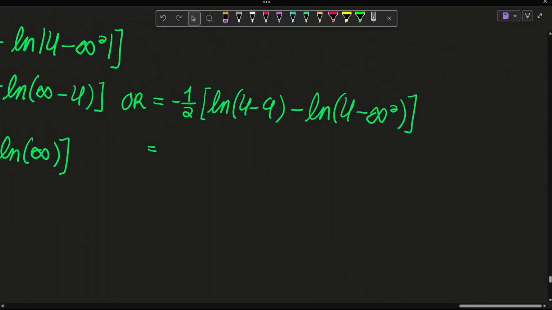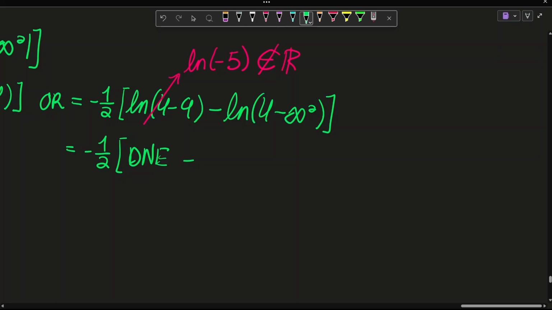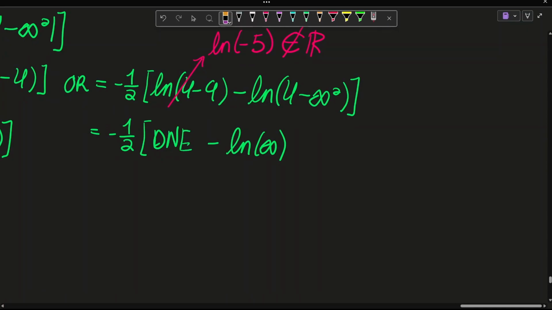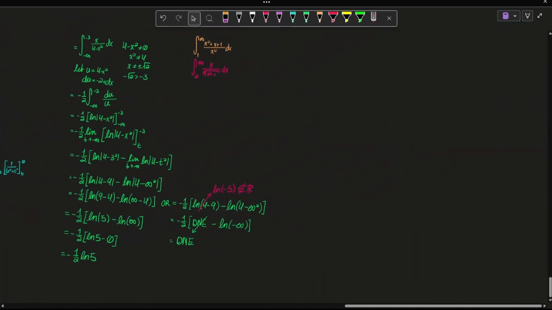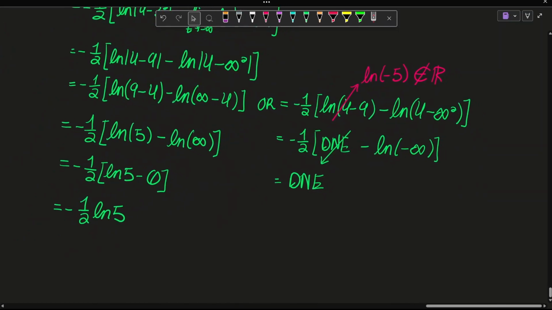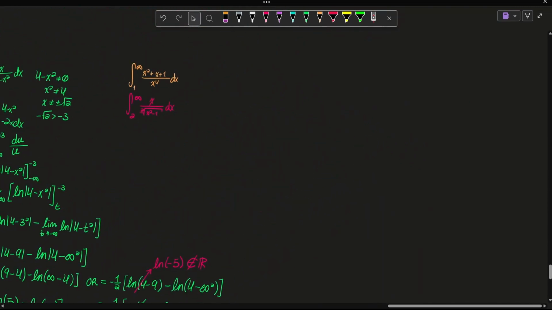Or we can say that, taking the negative, that's negative 1/2 times, does not exist, because here we get the ln of negative 5, which is not an element of the real numbers, minus the ln of infinity. Or actually, sorry, negative infinity. Now automatically this overrides it, so we get that this limit does not exist. Cool. So again, it depends on which function was originally there. I think your professor might ask for this answer, but having both might not hurt. I don't know. You could ask them.